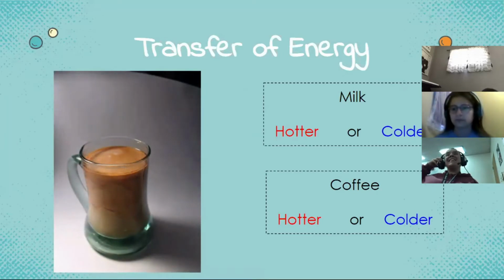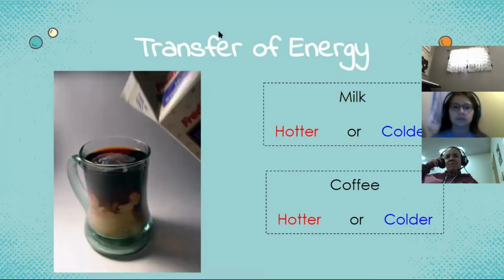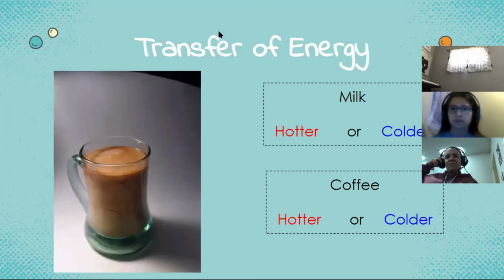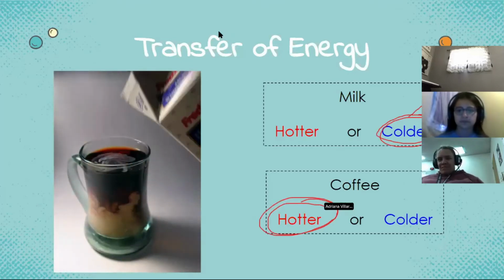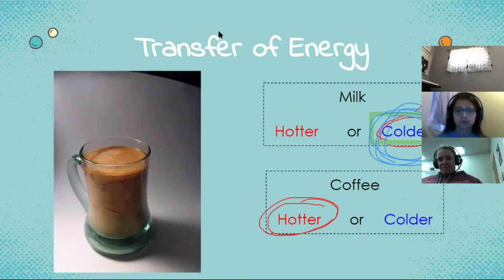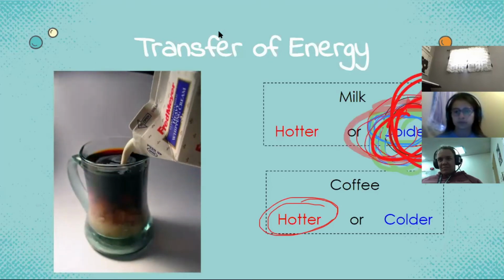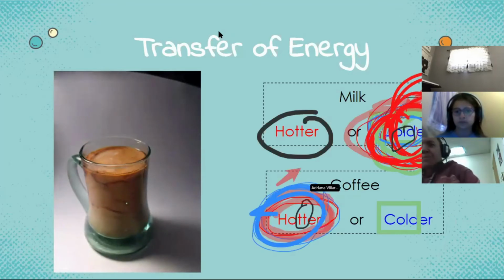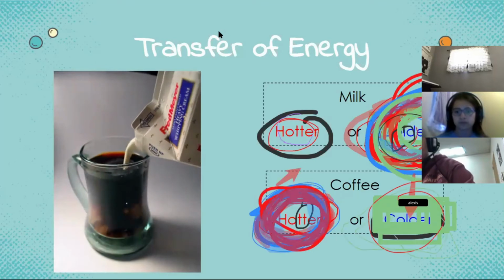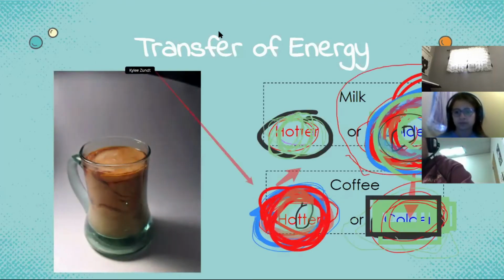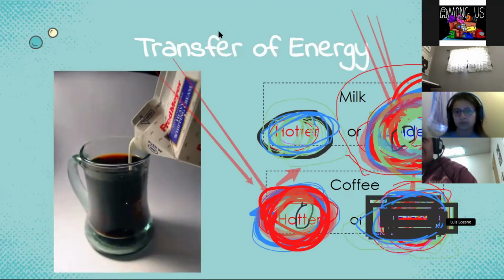And I want you to tell me about the transfer of energy. So we're definitely going to put this in a very visual way. Using your annotation tools, do you think the milk is getting hotter or colder? And do you think the coffee is getting hotter or colder with the milk put into it? So is the milk getting hotter or colder? And then is the coffee hotter or colder after you put some milk into it?